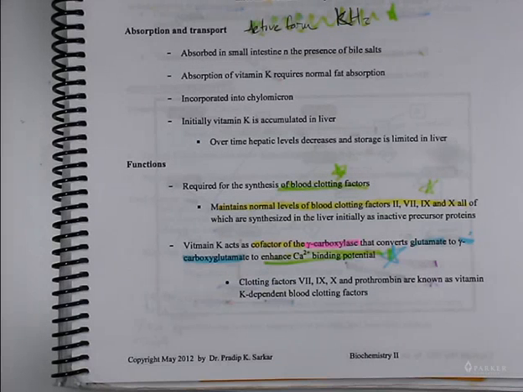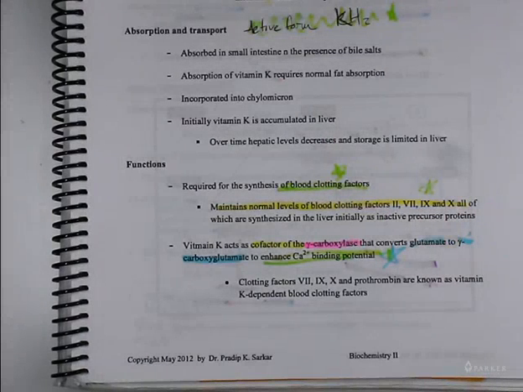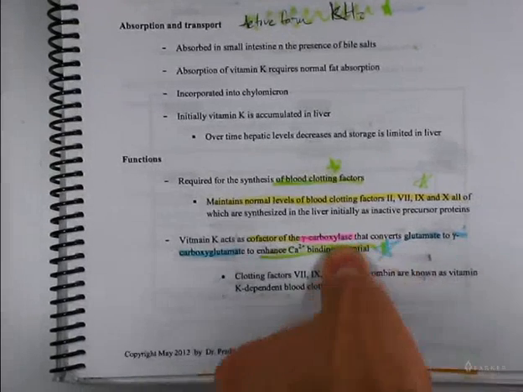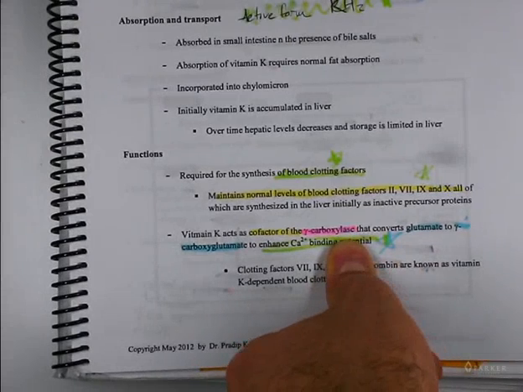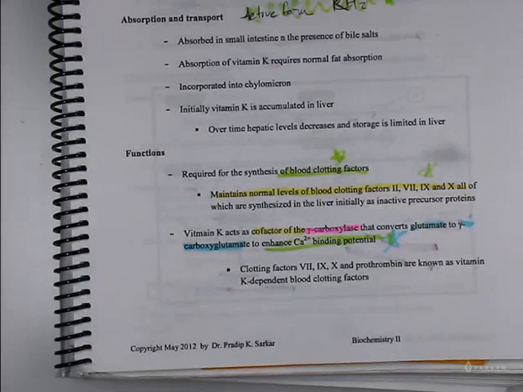So, clotting factors 2, 7, 9, and 10 are calcium dependent. They have to have calcium. They can't have calcium unless the enzyme gamma carboxylase can carboxylate glutamate to increase its calcium binding potential. So they're calcium dependent, and indirectly they're vitamin K dependent. Indirectly. This was another one I missed on the test, I think, that year.